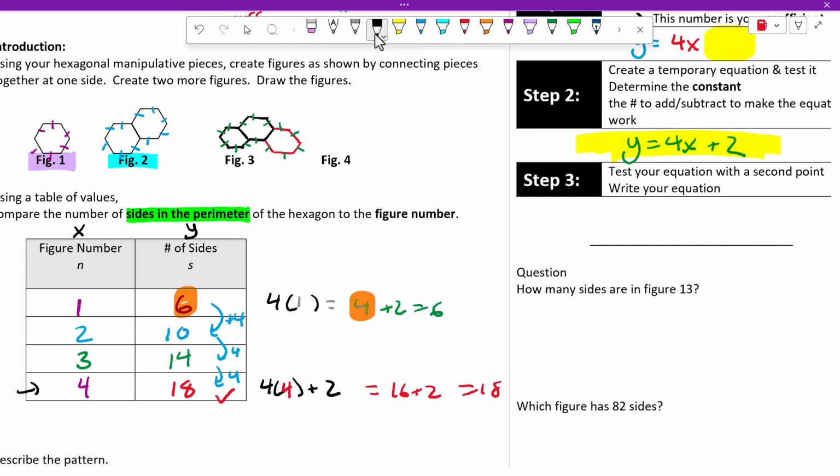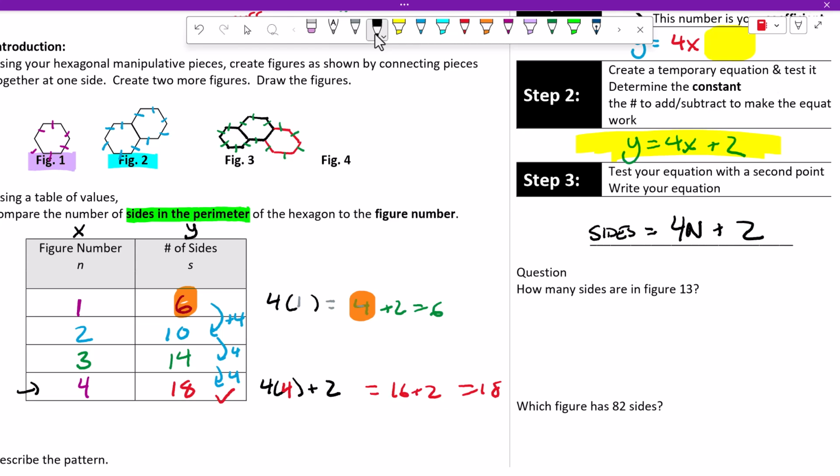I'm going to write down the word sides because sometimes s's look like 5s. So instead of y equals, let's say sides equals. A little bit more meaningful. Instead of x, let's use figure number, the letter n for x. That's a little bit more meaningful in our context. So this is a much, much nicer equation to work with. That's the hard part. Now we have an equation, and this equation represents the pattern that we see happening here.